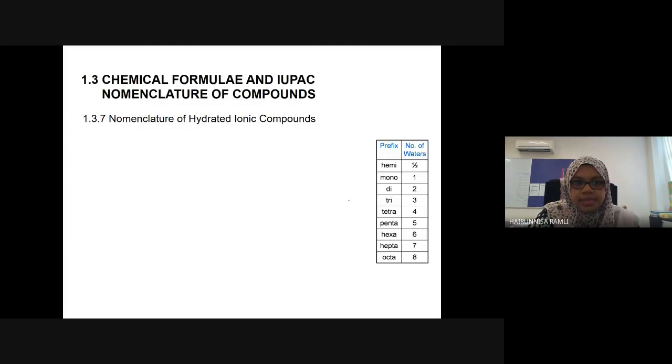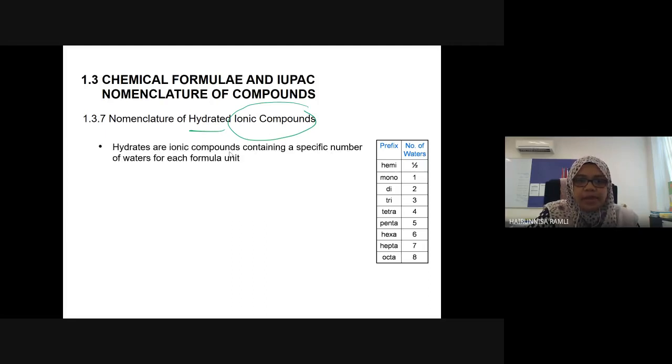Okay, and last we have nomenclature for hydrated ionic compound. Ni kita patah balik pergi ionic. This special compound, ionic that have water, hydrated, bukan hydrogen, water. Hydrate ni maksudnya ada water. So water of hydration often driven off by heating. Bila you panaskan, water tu akan hilang.